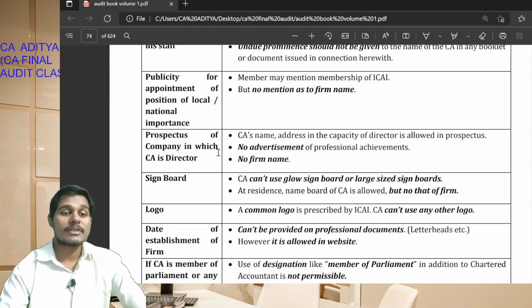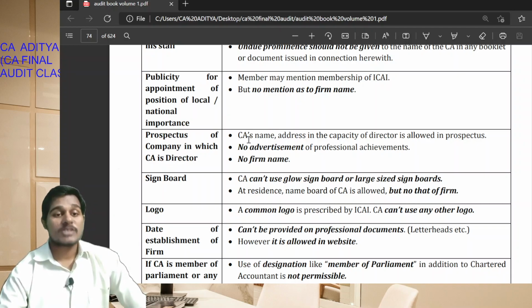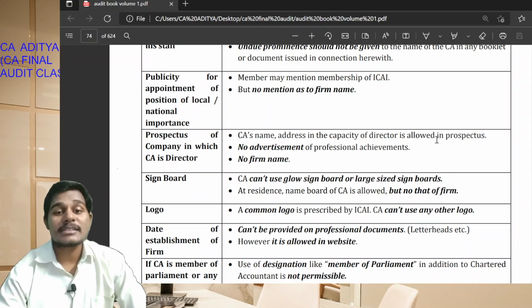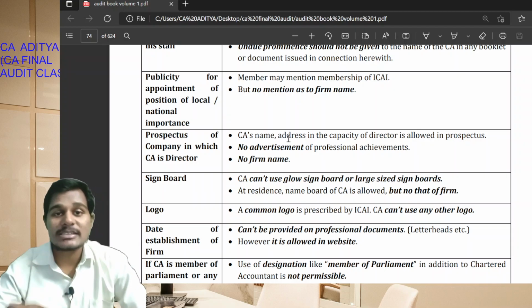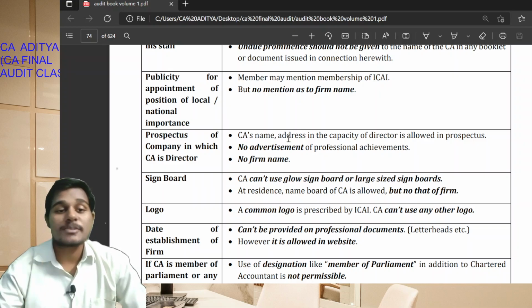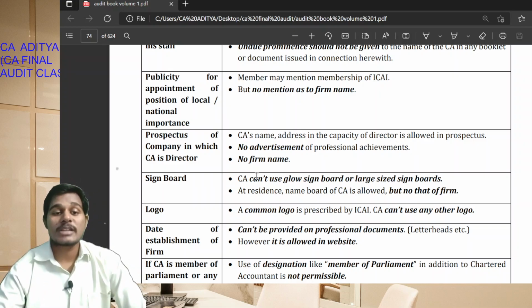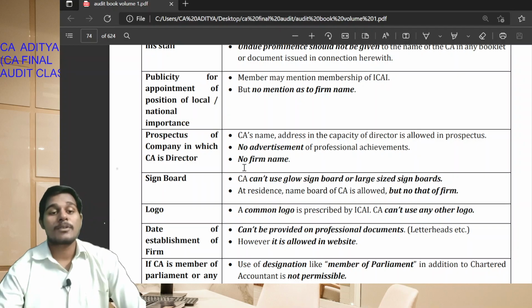Prospectus of a company in which a CA is a director. See students, the CA's name and address only are allowed in the prospectus. No advertisement of professional attainments and no firm name shall be provided in the prospectus.